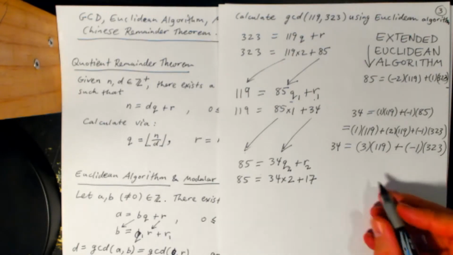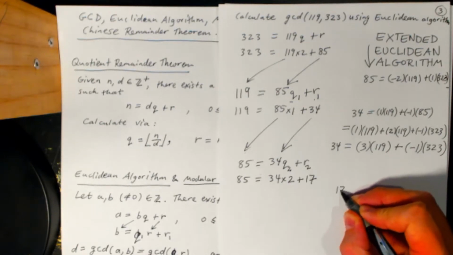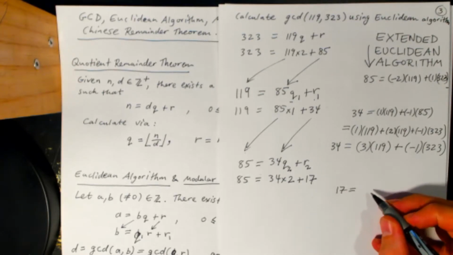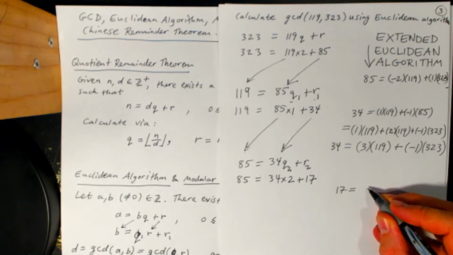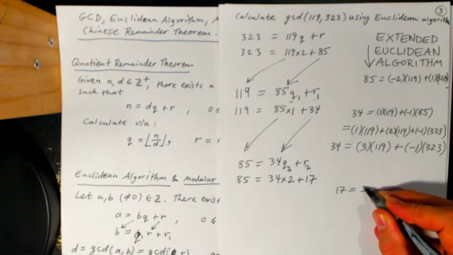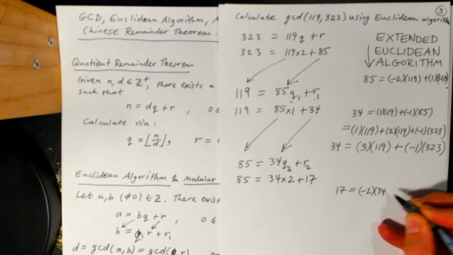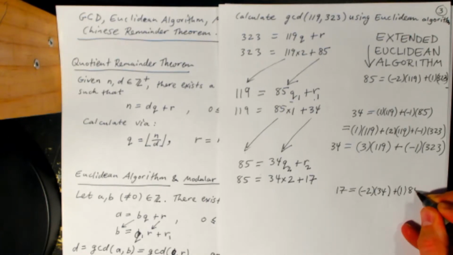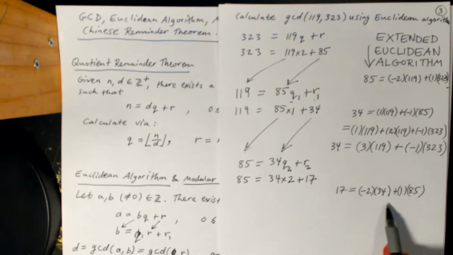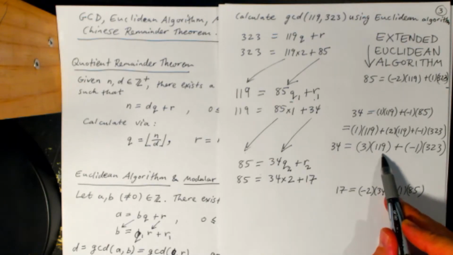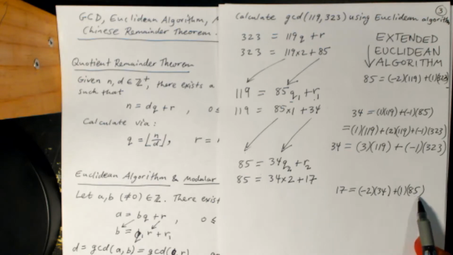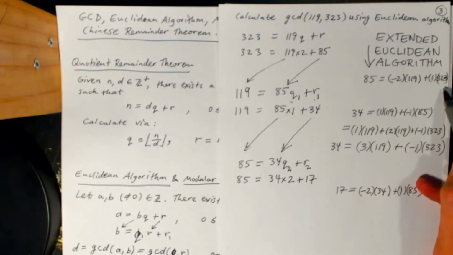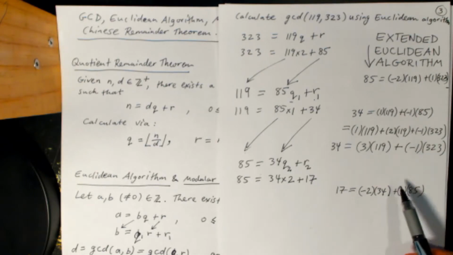Okay, so now I want to rearrange this and say 17 is equal to minus 2 times 34, and then plus 1 times 85. Now we have identities for 34 in terms of 119 and 323, and for 85 in terms of 119 and 323. So we want to sub both of these in here and collect like terms in terms of 119 and 323.